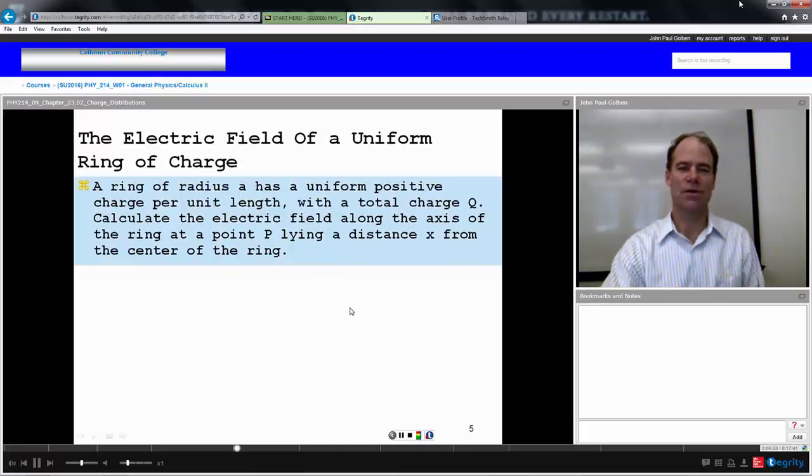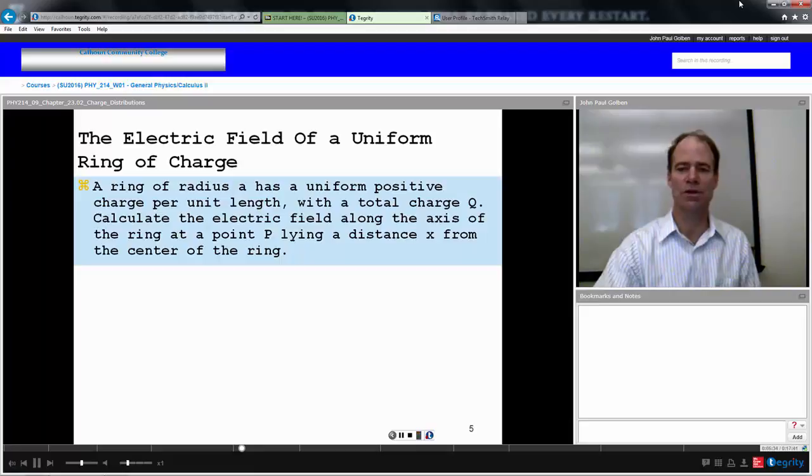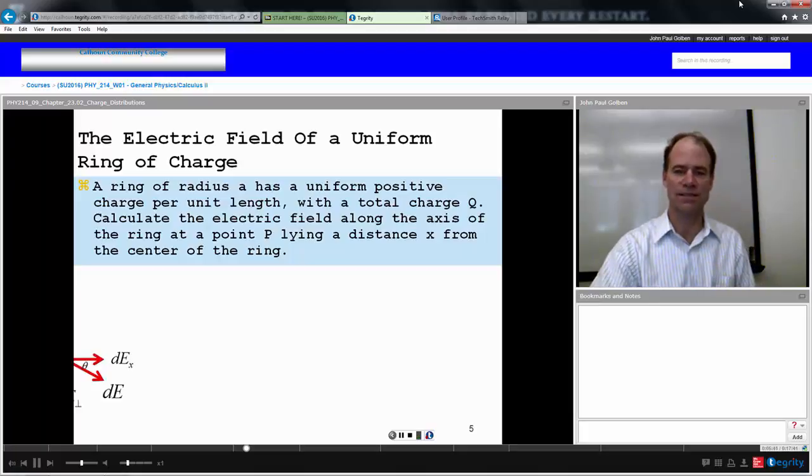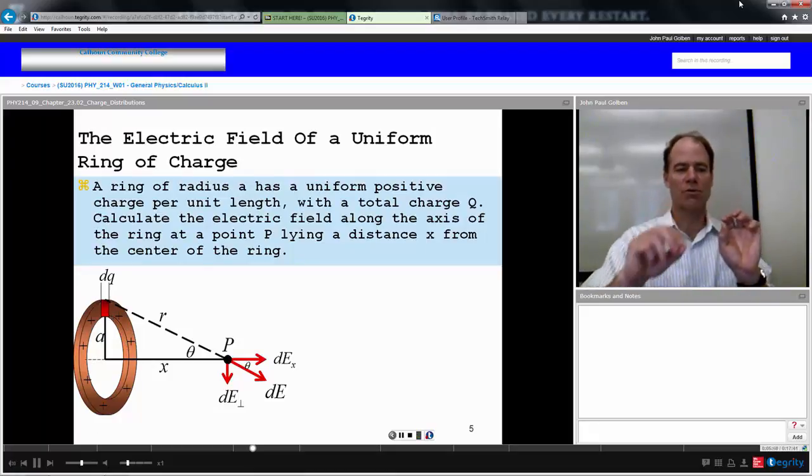Let's try it for a ring of radius a. We have a ring of radius a with a uniform positive charge per unit length and a total charge Q. Calculate the electric field along the axis of the ring at a point P lying at distance x from the center of the ring. So here's our ring of charge, and we have an infinitesimal amount of charge dq all the way around this ring.